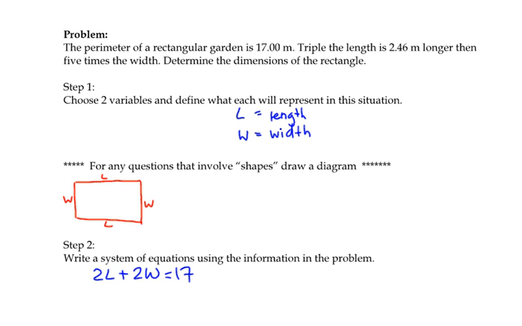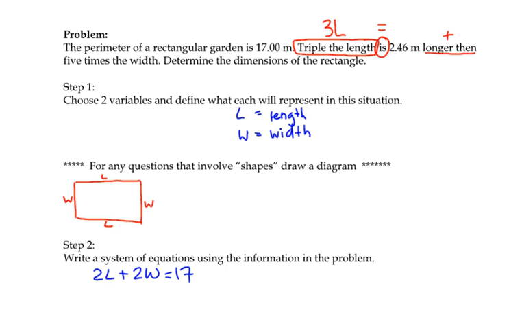Now the next one, did you guys get it? Triple the length is 2.46 meters longer than 5 times the width. So let's break it down. Triple the length. How do we write triple the length? 3 times L. What does "is" mean in terms of mathematics? Equals. So 3L equals 2.46 meters longer than. What's longer than? Addition is longer than.